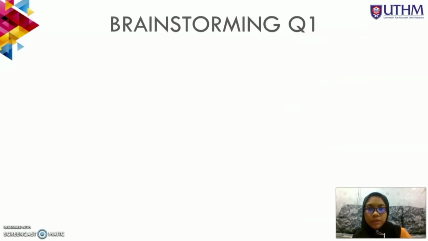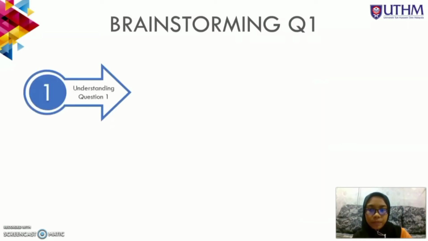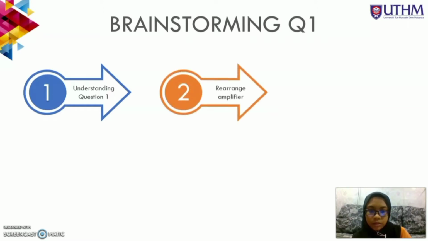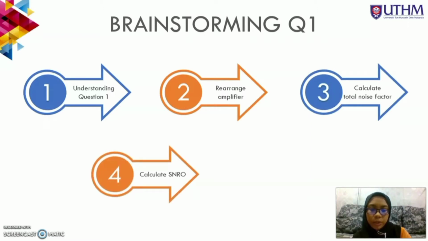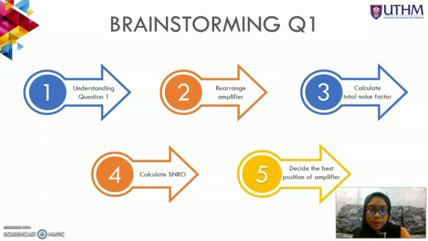So, for brainstorming question 1. First, we had an online discussion on understanding question 1 through Google Meet. So to complete this part of the task, the amplifier has been arranged into 6 different positions. Then we calculate the total noise factor and signal to noise ratio output, SNRO, for each arrangement of amplifier. Lastly, we decide the best amplifier position.